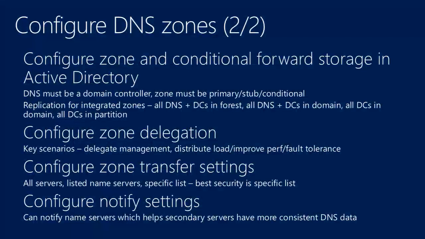So DNS zones, zoning, conditional forward storage and Active Directory. The DNS server service has to run on the domain controller to store the zone in Active Directory. You guys probably know that. Replication. These are the different options. Just be aware that you can go to all DNS plus DCs in a forest, all DCs in a domain, or in a partition. This is going to be another scenario where it's like, hey, I want to replicate my DNS, but I want to minimize the replication. Well, then you want to go with the option that minimizes the replication.